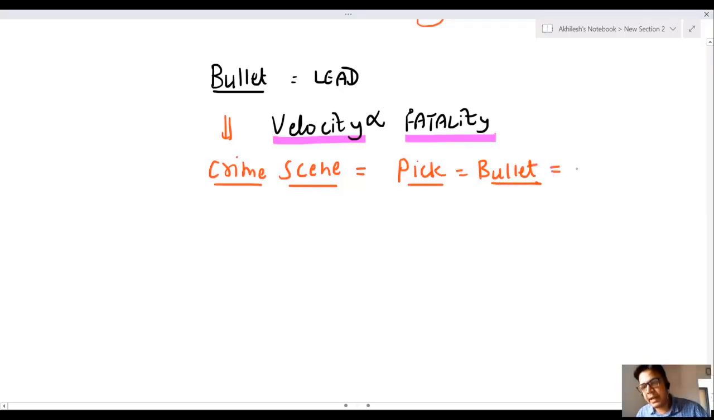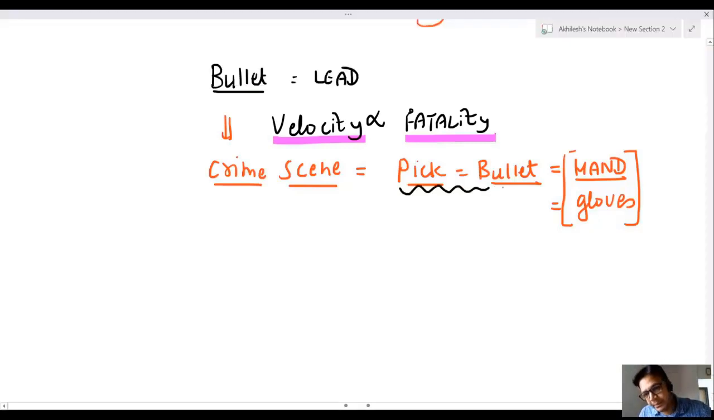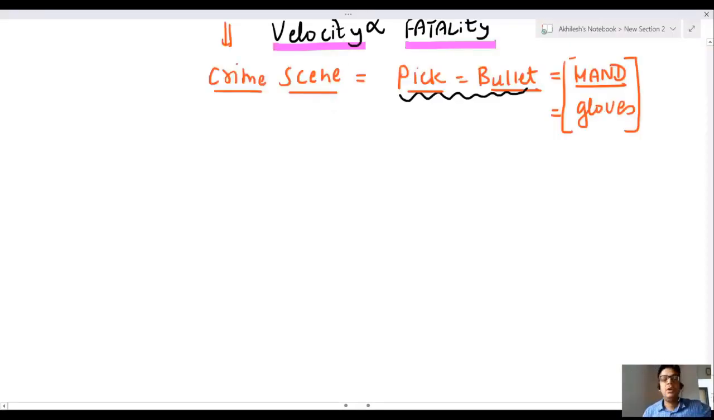Bullet has to be picked by hand after wearing gloves. Don't use any instrument. This question comes in exam, my dear friend. Bullet has to be picked by hand after wearing gloves. Don't ever use any instrument. In crime scene, how do we pick the bullet? Why are we picking bullet by hand? Why not by any instrument?